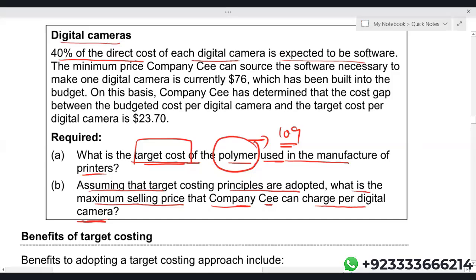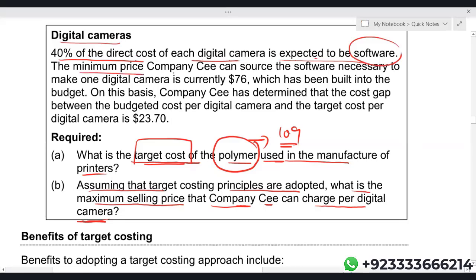Expect each digital camera to be software. So 40% of direct cost of each digital camera is expected to be software. So basically 40% of the direct cost of each digital camera is actually the cost of the software. So whatever is the direct cost of your digital camera, 40% of that cost actually represents what? Software.